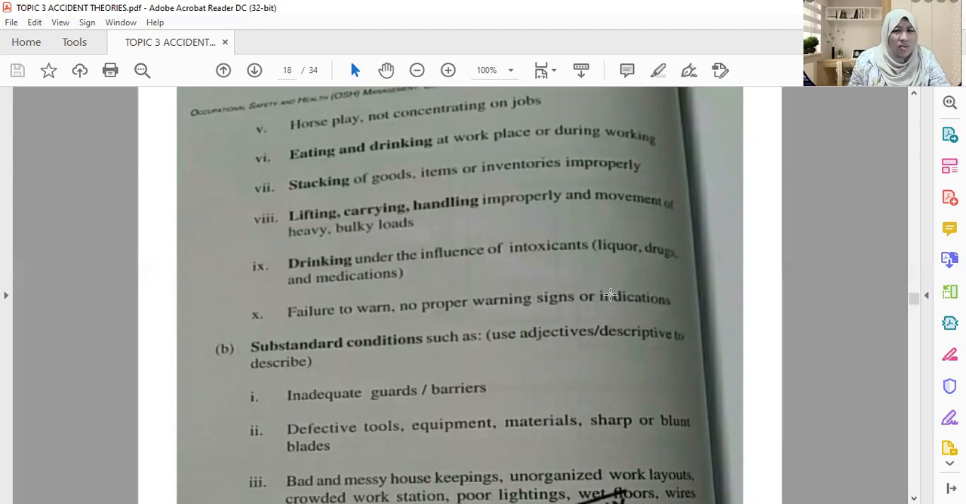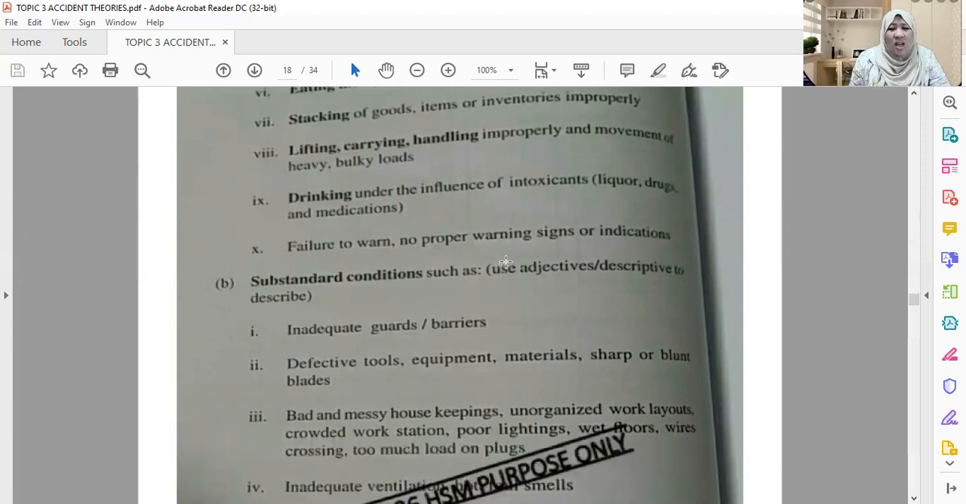You just take everything in your two bare hands, and that's the reason you get sick, for example, right? And then working under the influence of intoxicants, for example liquor, drugs, and medication. So this goes to mental soundness. Okay, we need to say you are not in the right mind state. You hayal lah bila buat kerja tu, you tak berada dalam condition yang sepatutnya.